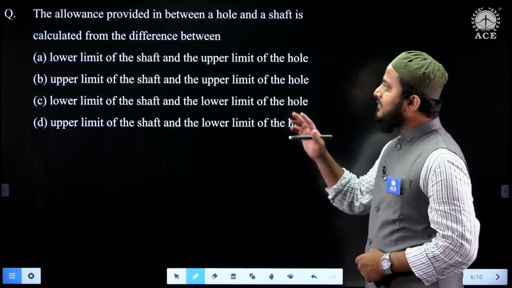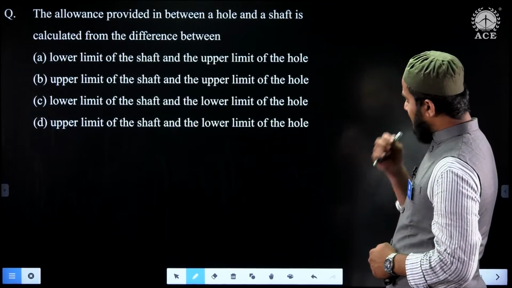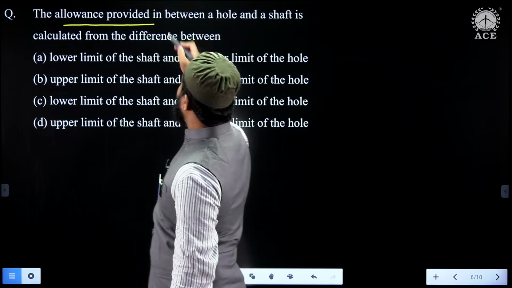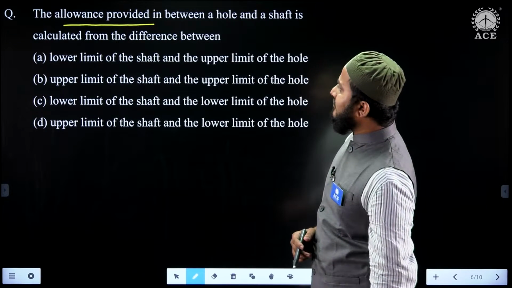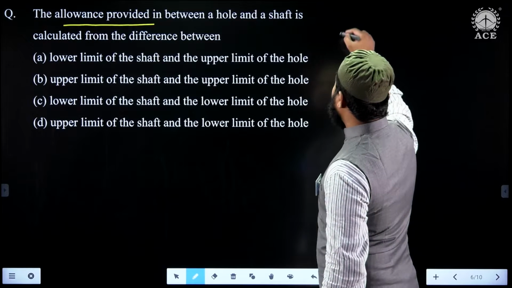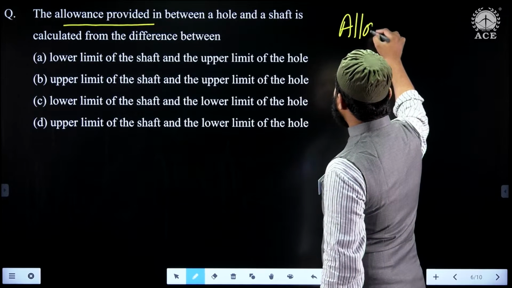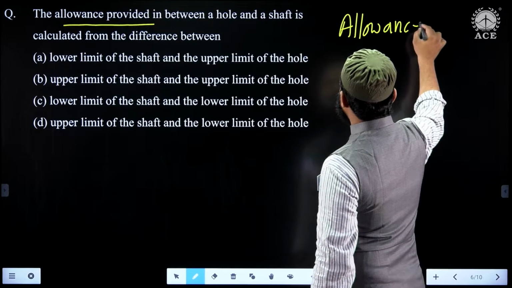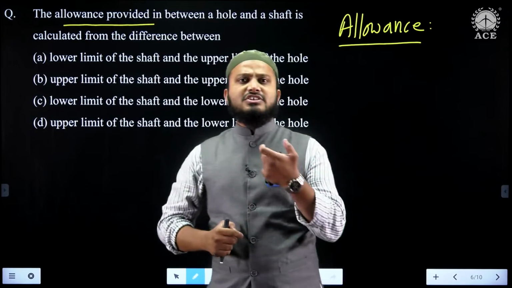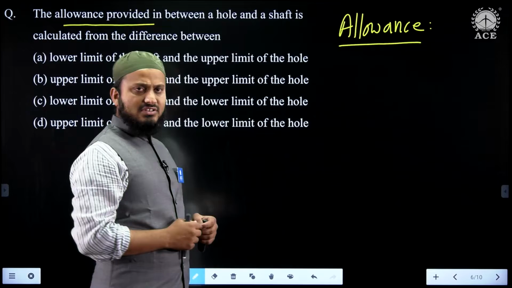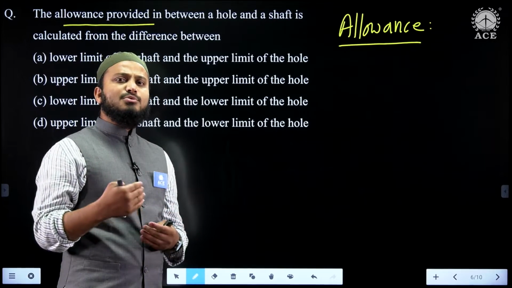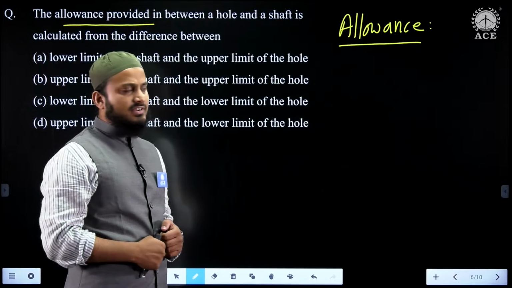Right. If you notice this question, in this MCQ, what they said is the allowance provided between hole and shaft is calculated from the difference between... Basically allowance is one of the important definitions we used to give in the limits, fits and tolerances topic. What is allowance? Basically, it's the difference between the maximum material limits of hole and shaft.